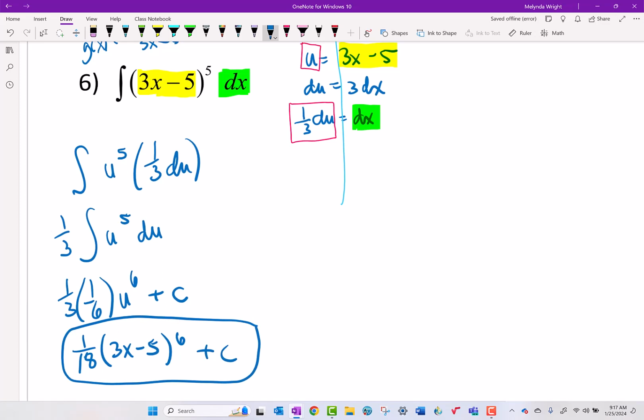How are we doing? I think the more we do, the easier it will get, I promise. Maybe this is really easy for you, and y'all are like, why are you going so slow? But really, sometimes students have a really hard time with u sub, so I'm trying to make sure we understand every step. Are we good? Okay, let's do our next one.